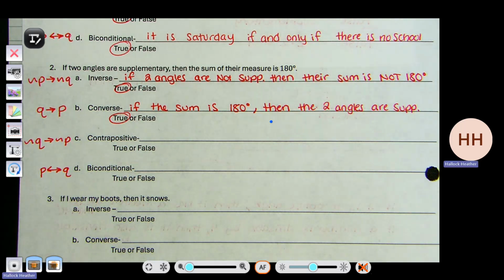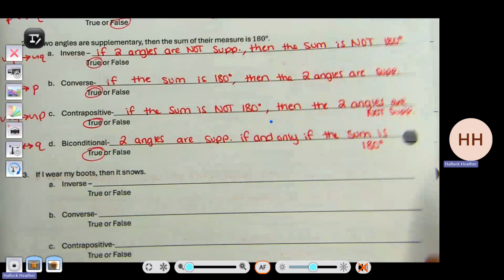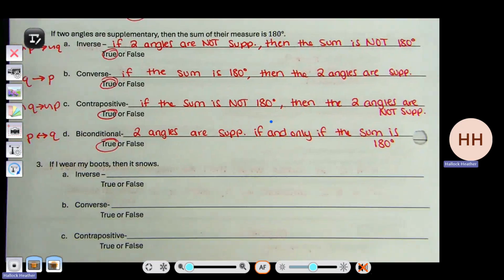Okay. Somebody want to read their contrapositive? Tell me. If the sum is not 180. Beautiful. Okay. Somebody want to tell me a biconditional? Tell me. Perfect. Okay, so here's mine, just in case you're lost in the sauce or if you need to read it to see your answers.